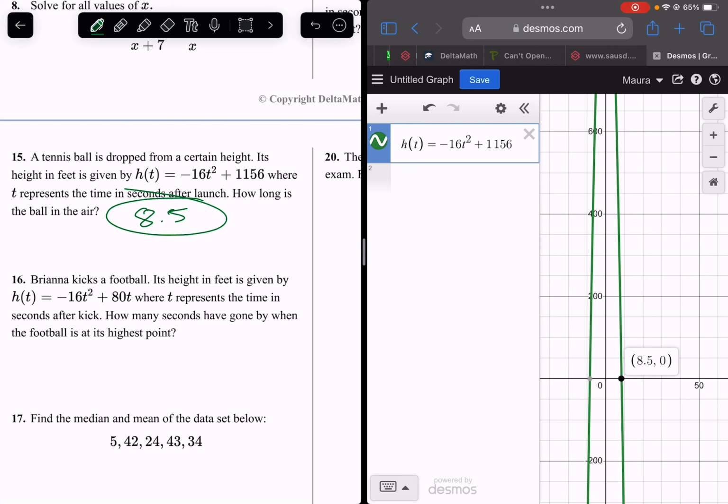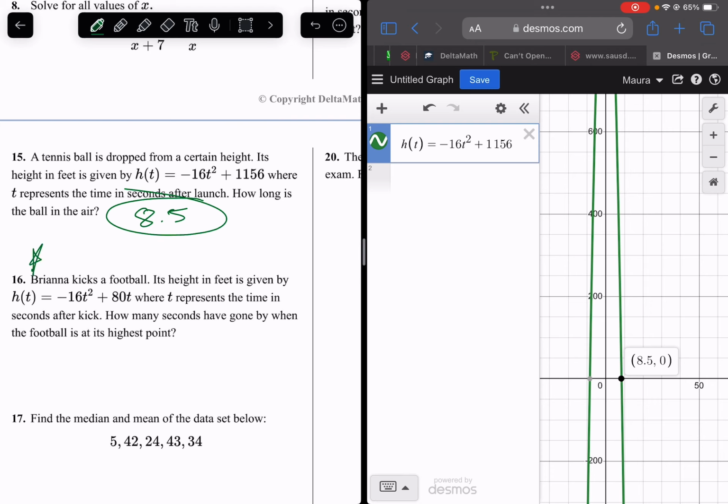All right. The next one, it says Brianna kicks a football. Its height is given in feet, where t represents the seconds after the kick. How many seconds have gone by when the football is at its highest point? So go ahead. I want you to try this one.